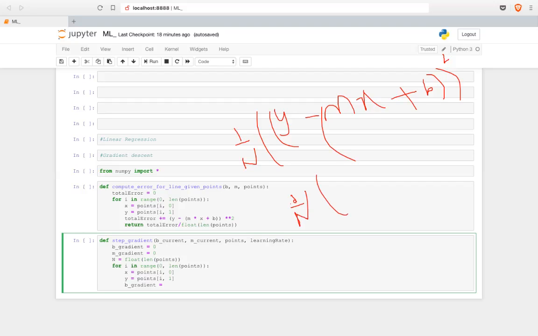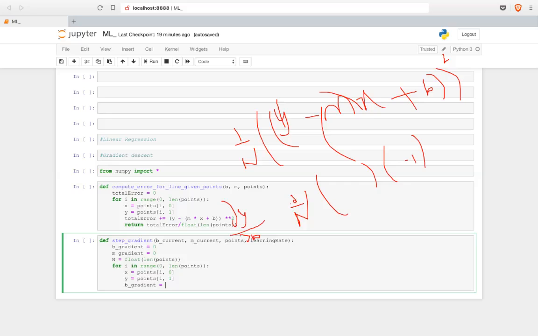Now you need to calculate 2 by n into the derivative of x square, which is 2x, right? Now you need to calculate the derivative of the inner term. Since you're finding the partial derivative with respect to b, this one becomes 0, and you're left with only -1. So this is the partial derivative of your y term with respect to b.